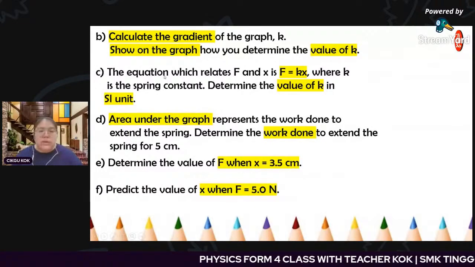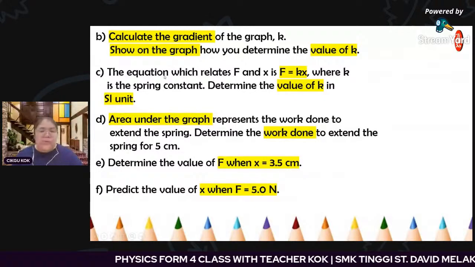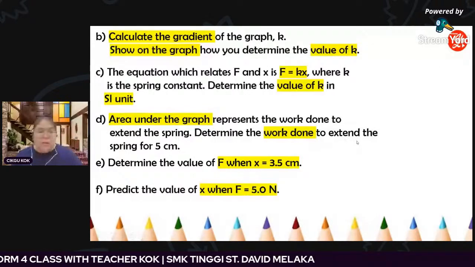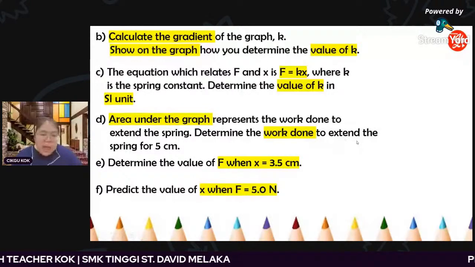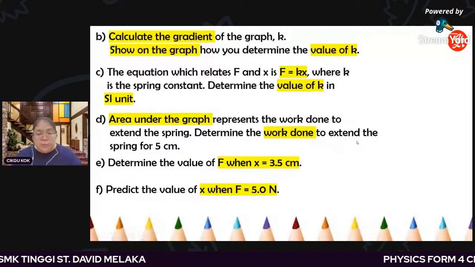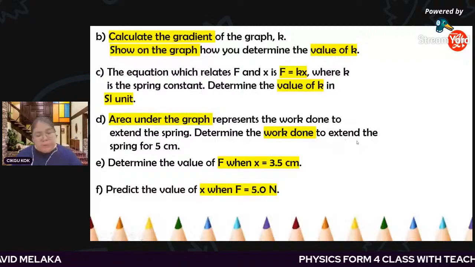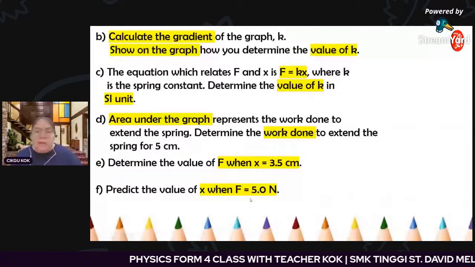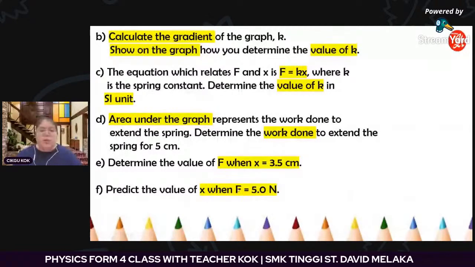After that, the area under the graph represents the work done, so you need to find the area under the graph. E, determine the value of F when X equals 3.5. Last, predict the value of X when F is 5 Newton. So this is what you need to do.